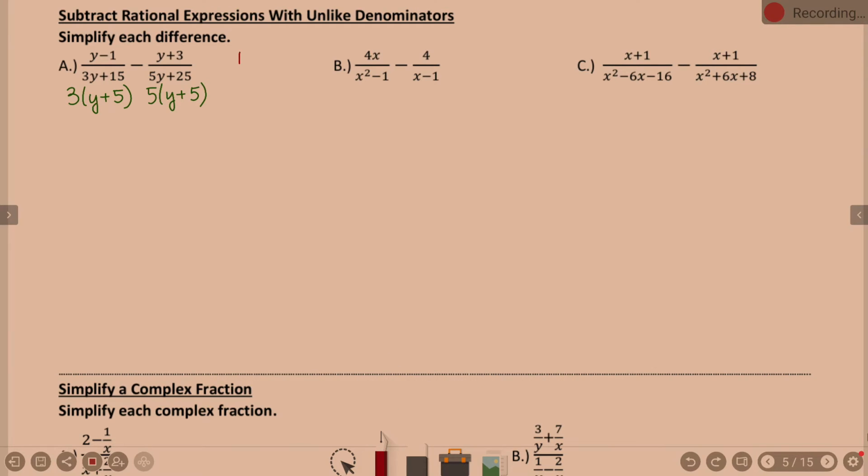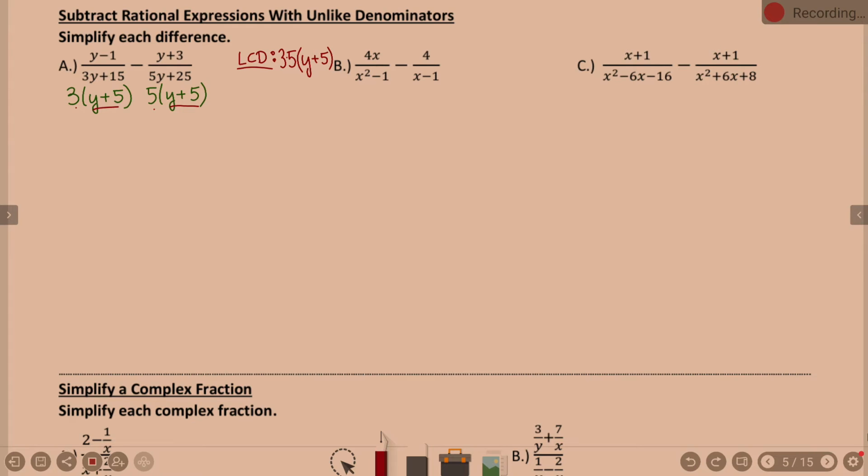Thoughts on our least common denominator? I keep asking the same questions every time. What's in common? Okay. We already know. There's y plus 5. That's got to be part of our common denominator. What are my other pieces? There's a 3. There's a 5. So that means 3 and 5 are going to be part of my common denominator.